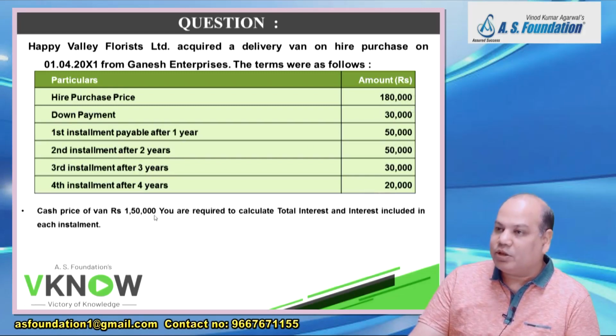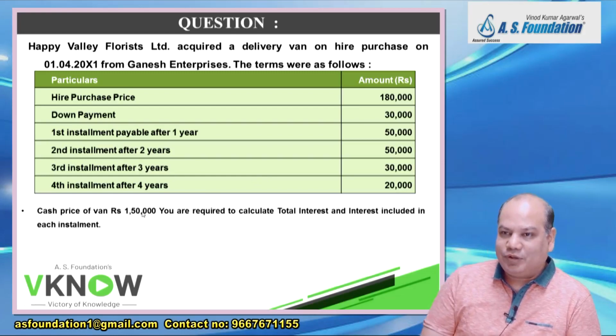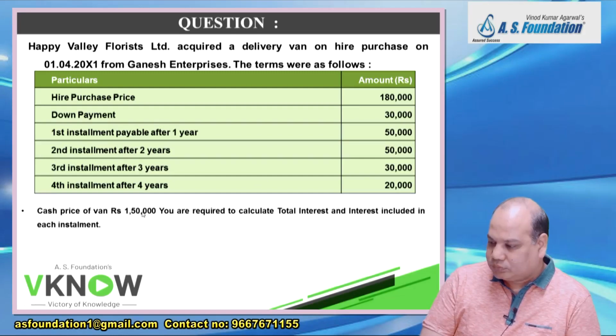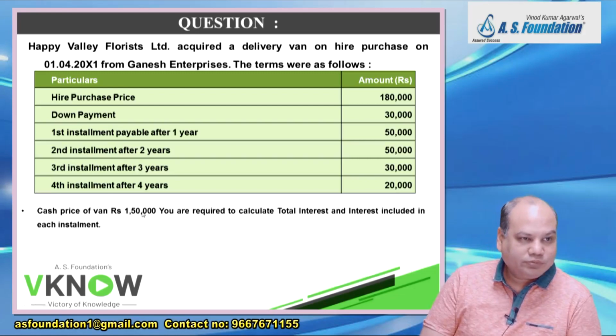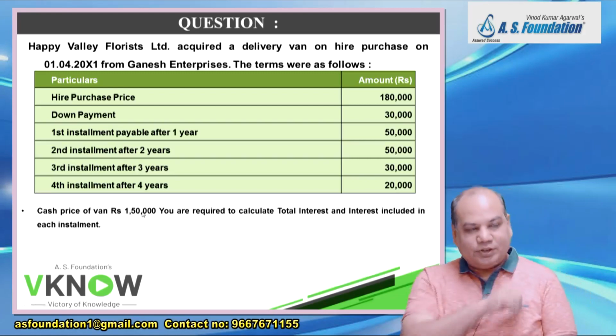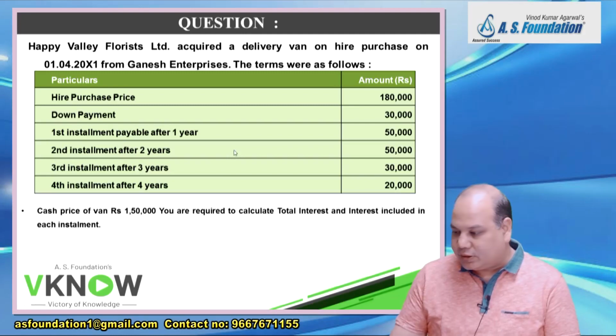Cash price is 1,50,000. You are required to calculate the total interest and the interest included in each installment. Total interest you can find now also: 180 minus 150, 30. But you will not be able to right now find out the interest included in each installment. So what we'll have to do? You have to calculate the internal rate of return.